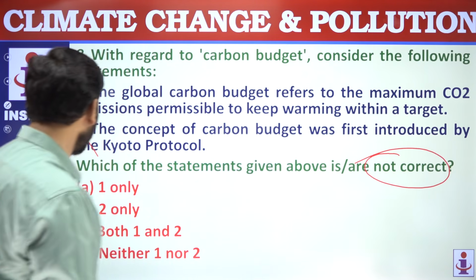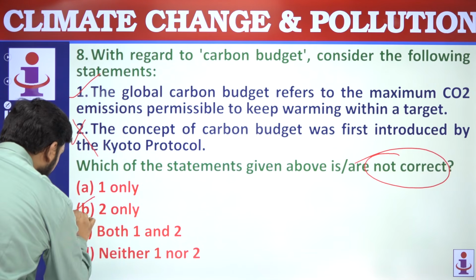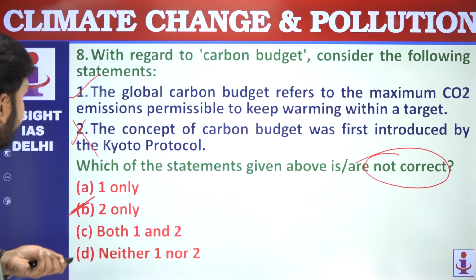Okay, so not correct is only B. So only B is there, or only the second one is there in the B option. Okay, so let's go to the next one.